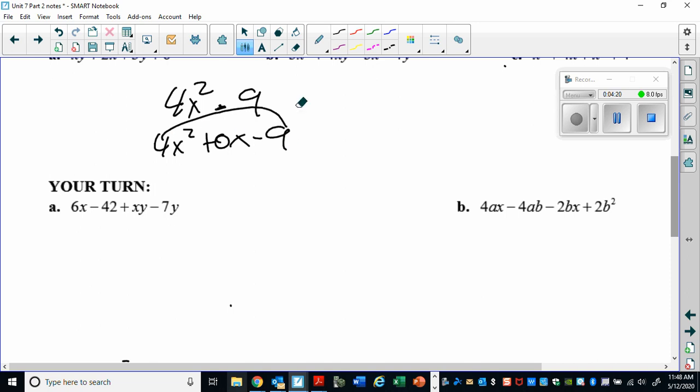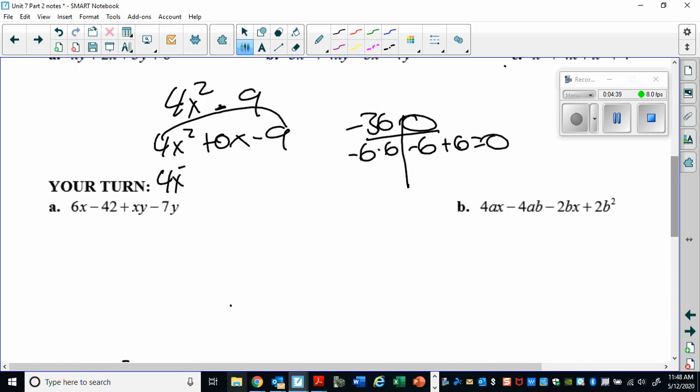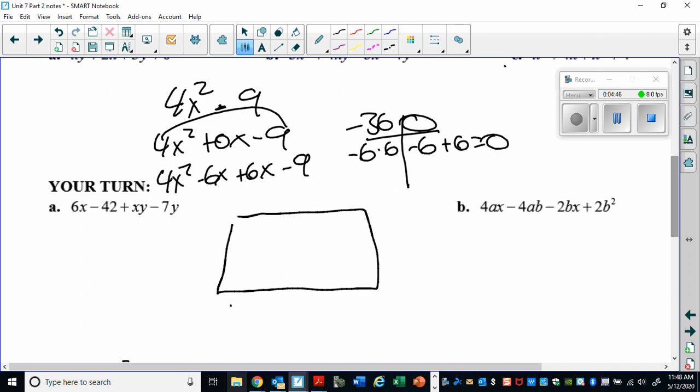Going to multiply here, and you're going to go negative 36, but it's going to add to 0. So we're going to do negative 6 times 6, and negative 6 times 6 gives us negative 36, and negative 6 plus 6 gives us 0. Good. Now we're going to use that to break up our middle, and then we're going to open up our box. 4x squared goes here, negative 6x, 6x, and negative 9.